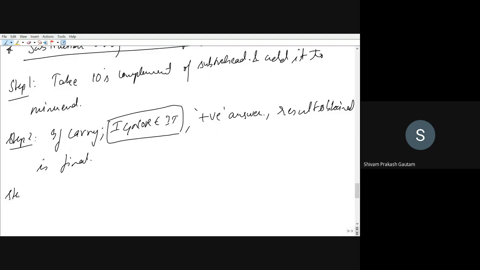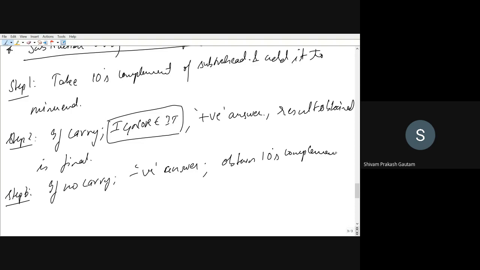Step 2, or there will be another case if no carry. If there is no carry, then that means our answer is a negative answer. Answer will be negative. In this case, what we have to do, you have to obtain 10's complement and place a negative sign to it.